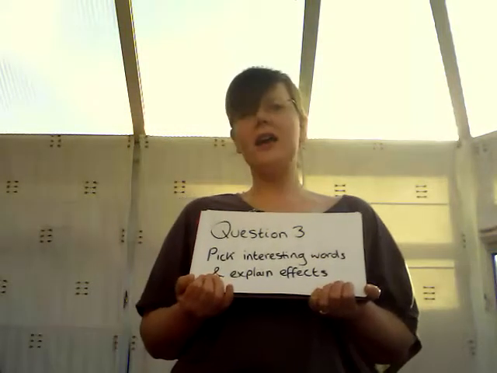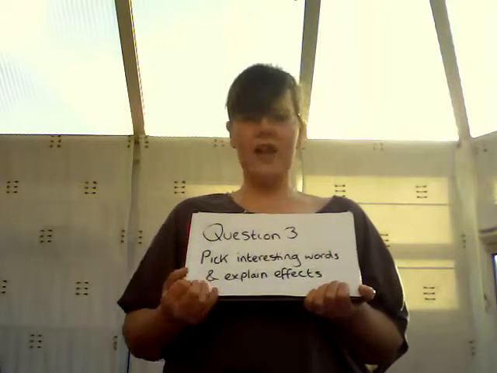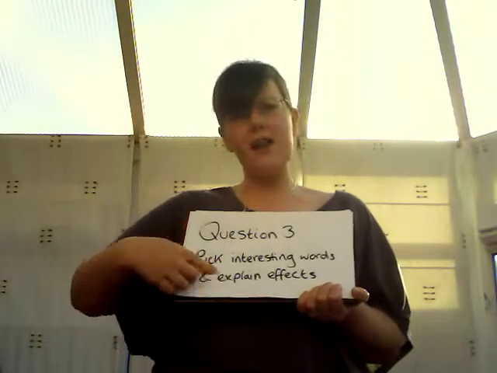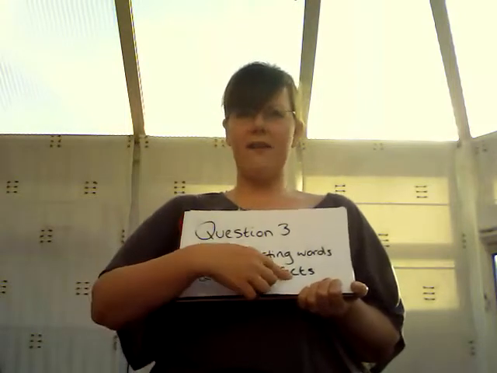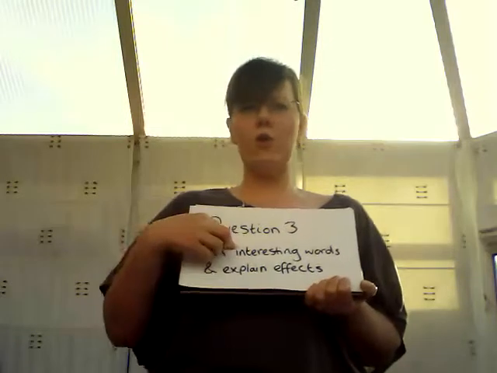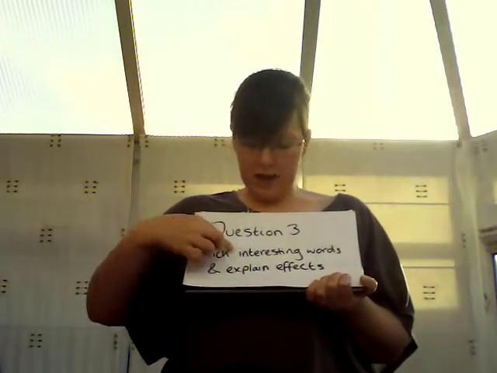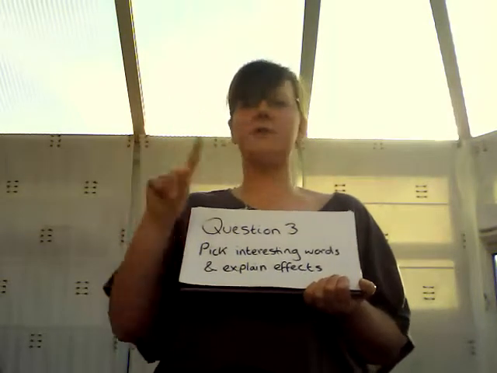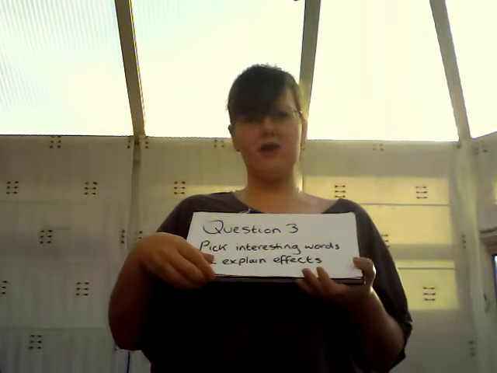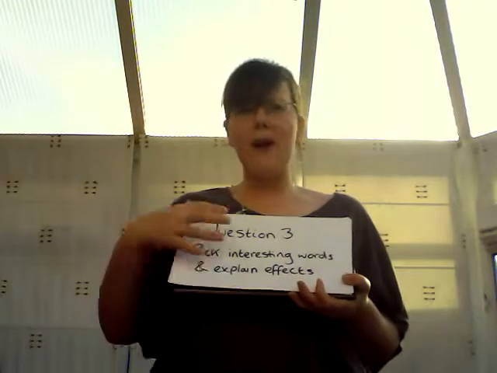Question 3 is the language features question. I want you to pick out interesting words and explain the effects on the reader. In order for you to get the highest marks, you need to explain the effects. Don't just list all the different words and all the different language features like alliteration and similes. You need to pick out an interesting word and then explain the effect. Pick another interesting word and then explain the effect on the reader. How does it make the reader feel? What does it suggest to the reader about the article?